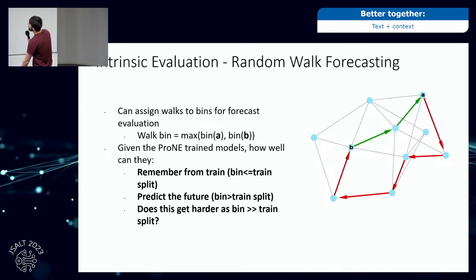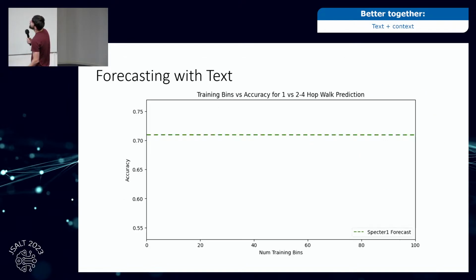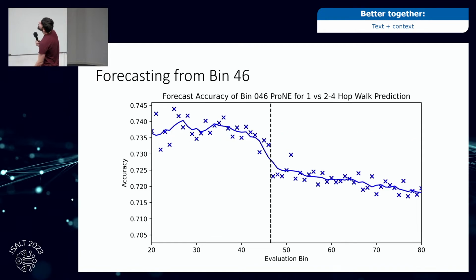So before I really get into that, I'm just going to set something up, which is how well SPECTER does at this forecasting task over all the bins. It's doing about 0.71 accuracy at discriminating between 1 hop and 2 to 4 hop, when we just do a simple cosine similarity lookup between the two paper embeddings and try to find the best threshold. Okay, so let's move on to prone.